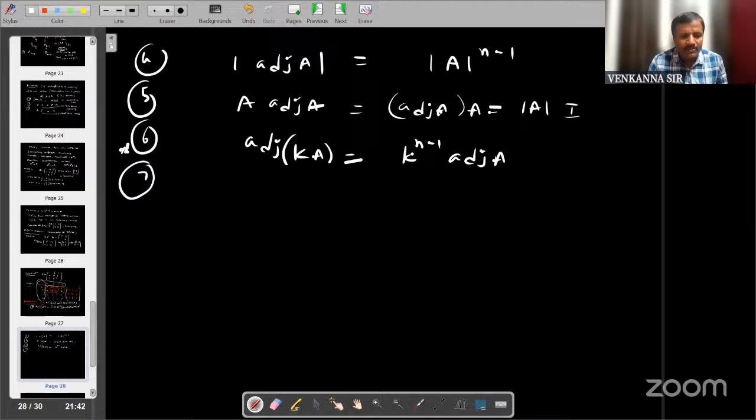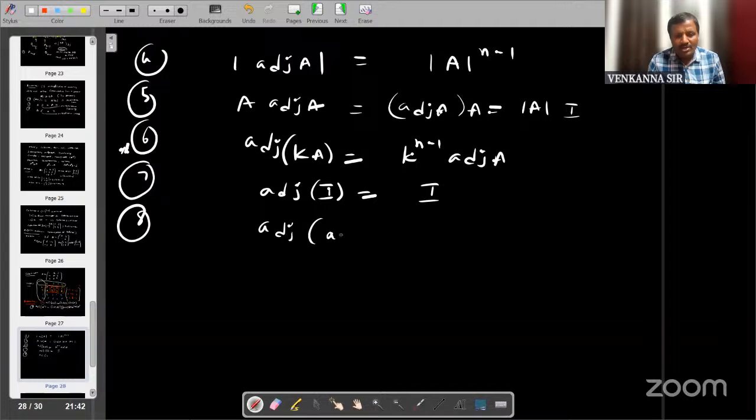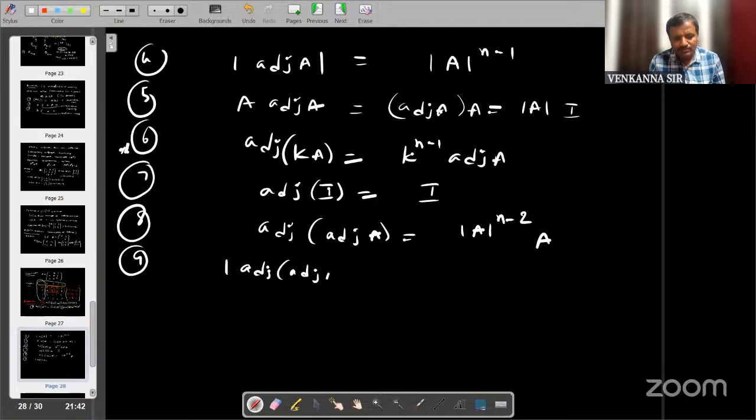Seventh property, adjoint of unit matrix is unit matrix. If you are taking adjoint for the unit matrix, it is a unit matrix only. Eighth property, adjoint of adjoint A is determinant of A to the power n minus 2 into A. Ninth, determinant of adjoint A is determinant of A to the power of n minus 1 whole square.